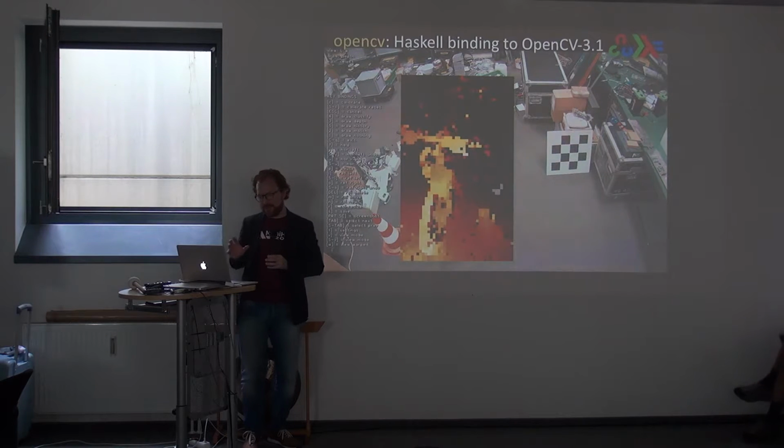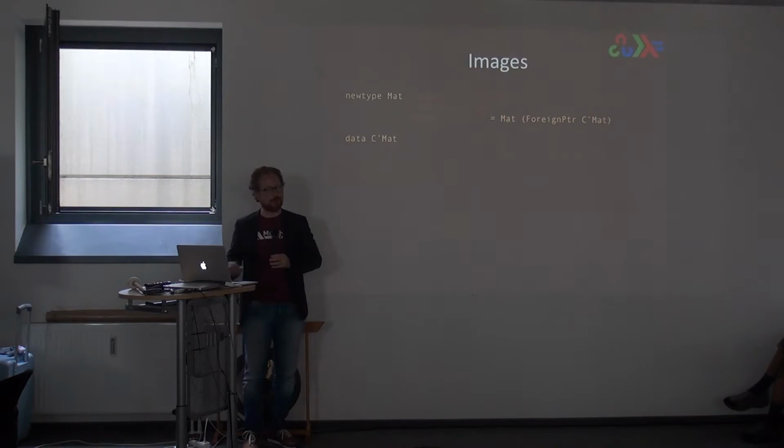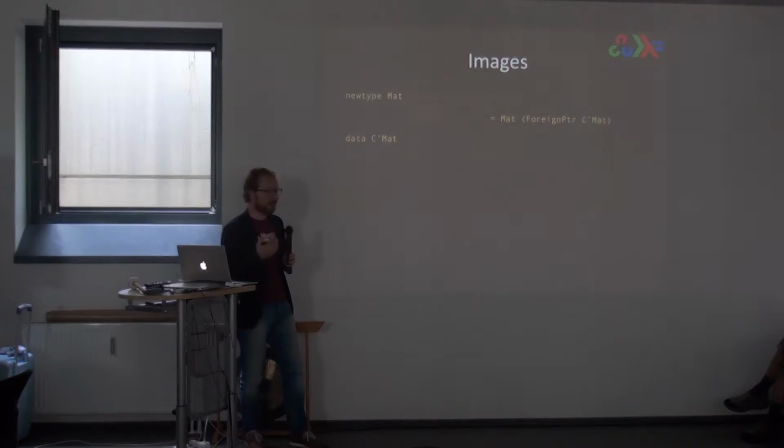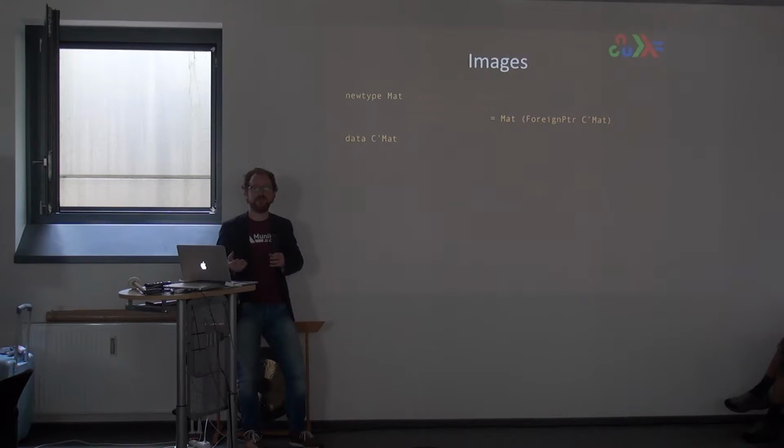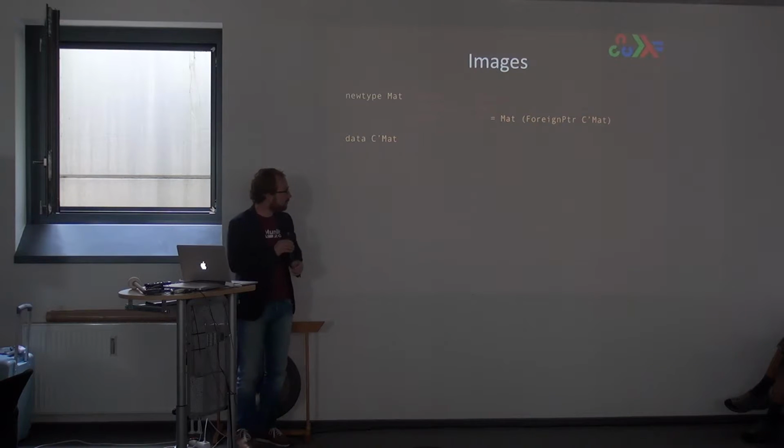So let's dive a bit deeper into this library. One of the core things you need in a computer vision library is a data structure for pictures or for images. And OpenCV actually uses a matrix type for that. You can also use a matrix for representing other stuff like transformation matrices. So we have to wrap that in Haskell.